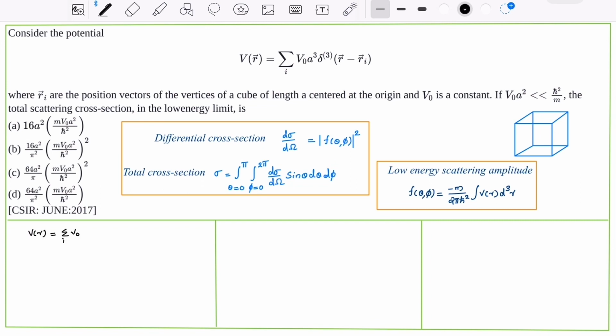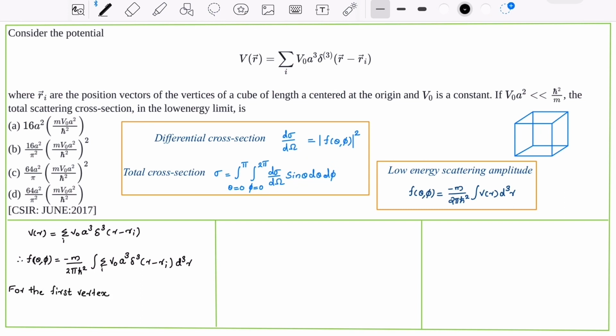The given potential is sum over i V0 a cube delta cube (R minus Ri), where Ri are the position vectors of the vertices of the cube. Now what is f of theta phi, the low energy scattering amplitude? It is minus m by 2 pi h bar square integral V of R d cube R. Here V of R is sum over i V0 a cube delta cube (R minus Ri). Here Ri are the position vectors of the vertices of the cube.